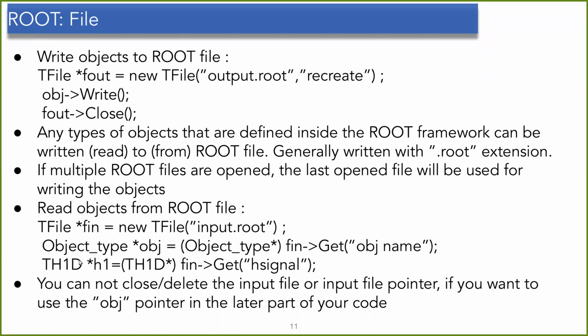For that, you need to define a pointer of the object type that you want to get. For example, if I want to get an object which is a one dimensional histogram, then I just define a TH1D h1, and then we can get it just by directly putting the name of the one dimensional histogram that you want to access.